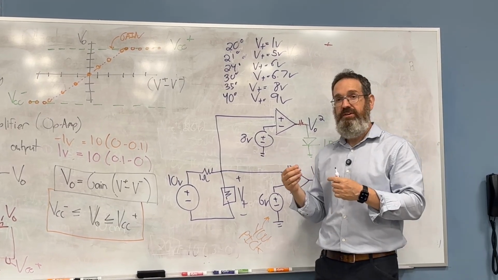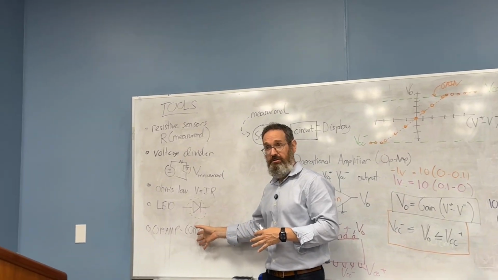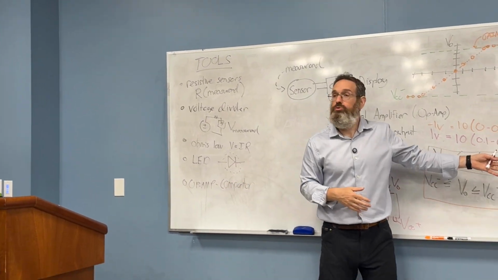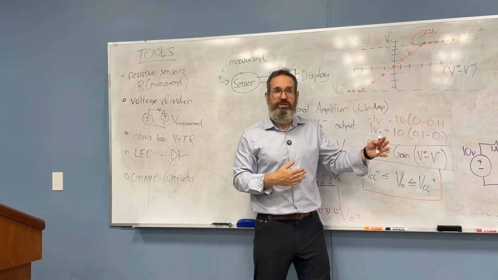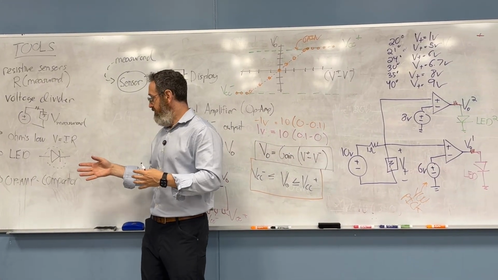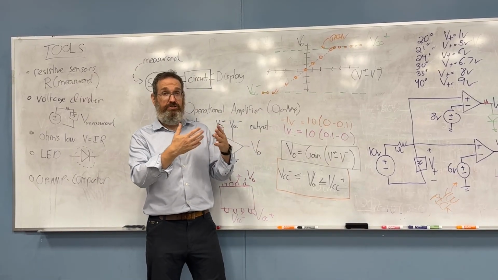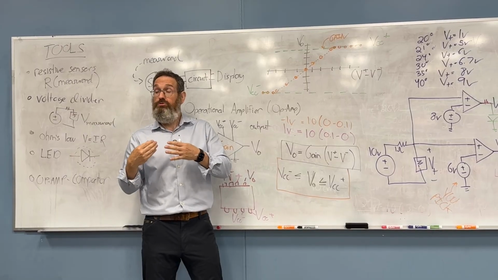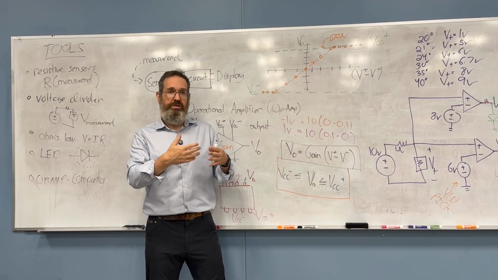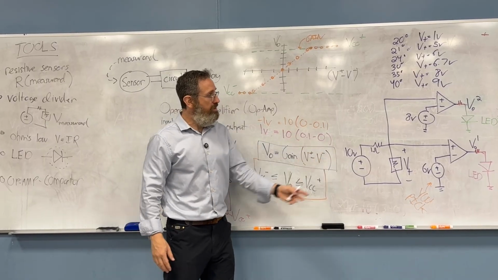If I didn't give you a comparator, I don't think you could do this. I don't think you could have a light that just goes on and off. So I didn't introduce an op amp to make your life easier. I introduced an op amp as a tool to let you do something that you could not previously do. Does that make sense? And so you'll get comfortable with op amps.